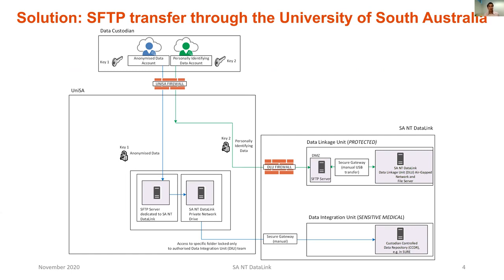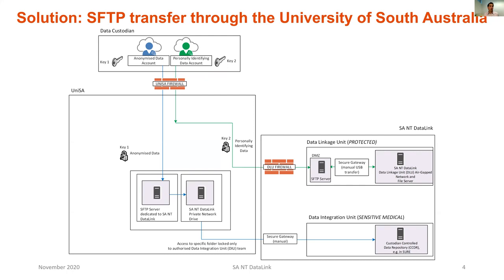Under the SAFE model, a given custodian uses one private key to send personally identifying data via SFTP, and this data then flows into the university's firewall and then directly onwards into a demilitarized zone, or DMZ, within SANT DataLink's data linkage unit, where it is manually transferred onto an air-gapped protected network.